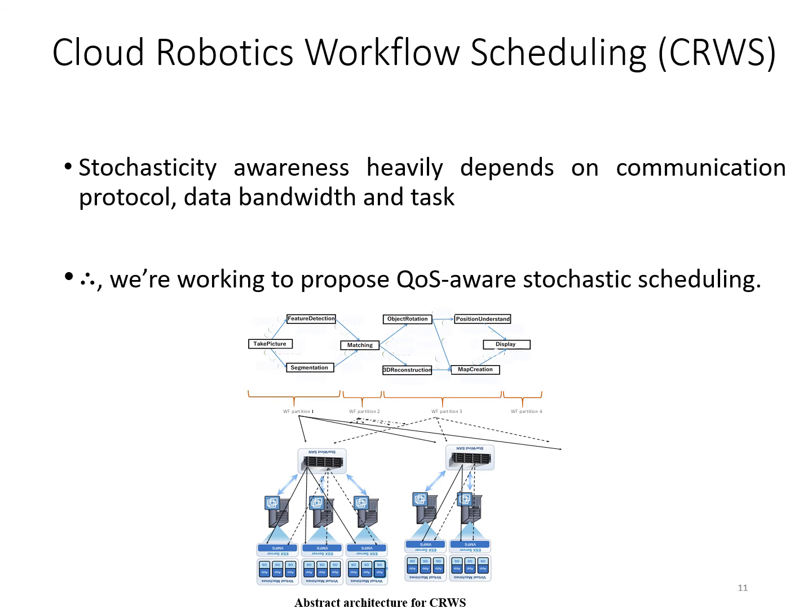Then we learned that the stochastic awareness heavily depends on communication protocol, data bandwidth, and the task. Therefore, we are working to propose a QoS-aware stochastic scheduling technique for the cloud robotic workflow scheduling. As you can see, it mainly contains a geo-distributed cloud robotic workflow scheduling architecture. Thank you.